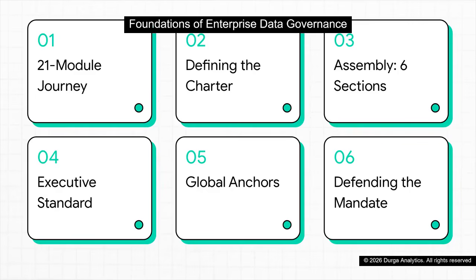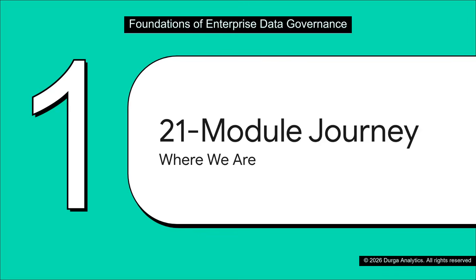Okay, let's quickly glance at our masterclass agenda. We've got 6 parts today. 1. Looking at the 21-module journey. 2. Defining the charter. 3. The assembly of the 6 core sections. 4. Meeting the executive standard. 5. Global anchors. And finally, 6. Defending the mandate. Let's get into it. Section 1. The 21-module journey.